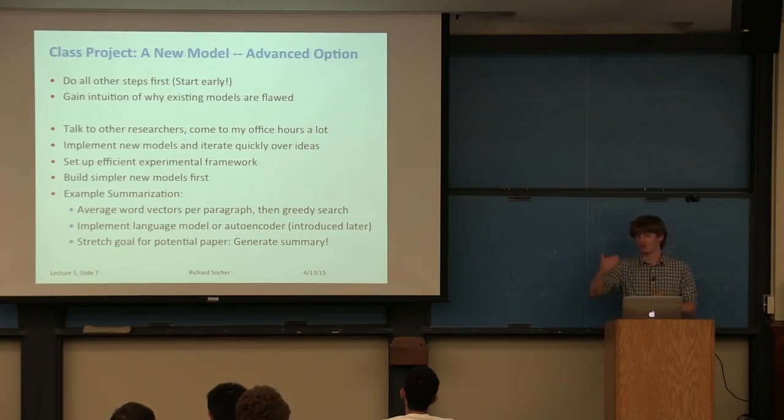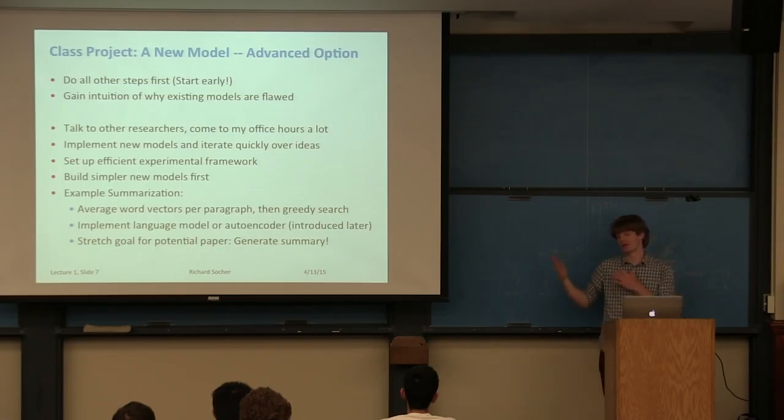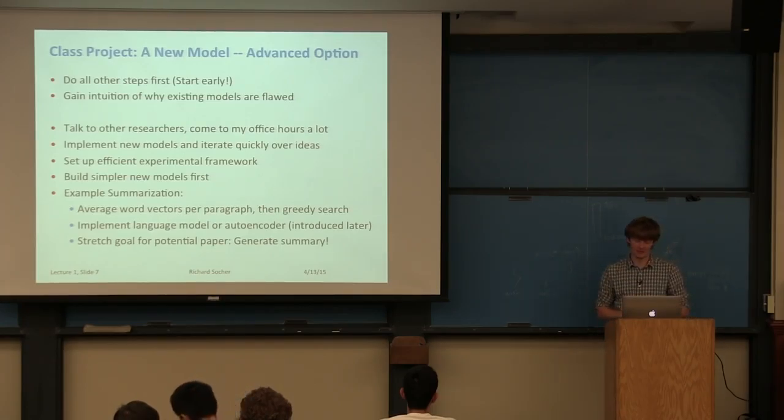And then you can do something more sophisticated, like you could implement a language model, which we'll describe soon, or an autoencoder, which is another type of neural network we'll go over soon. And implement something slightly more complex, but not insanely complex. And then if you really want to push the boundaries of what's possible today, you can have a stretch goal. And for summarization, for instance, that could be using a recurrent neural network, which we'll cover in the next lecture, and actually try to generate your summary instead of just finding extractive summaries, or finding paragraphs that fit well together and you just put them together in a new way.